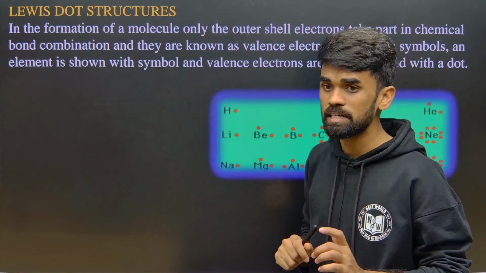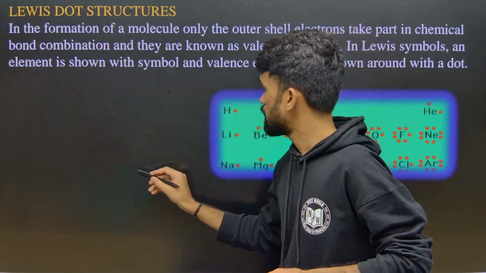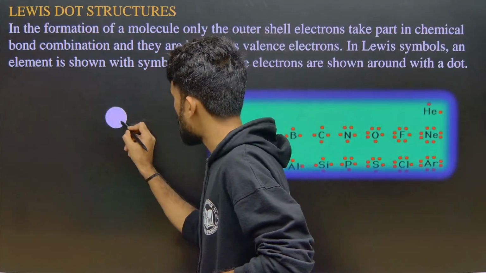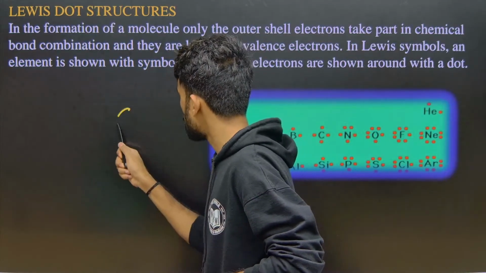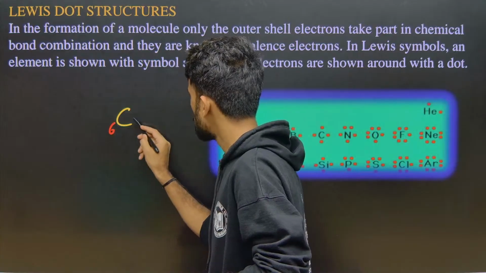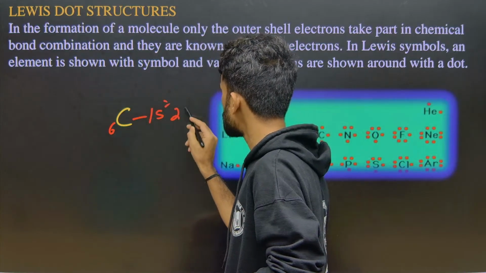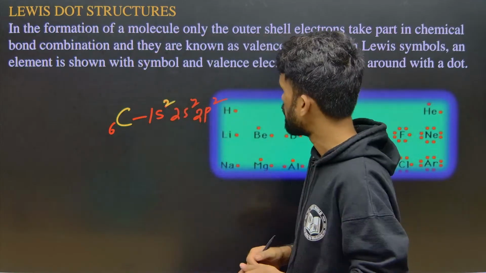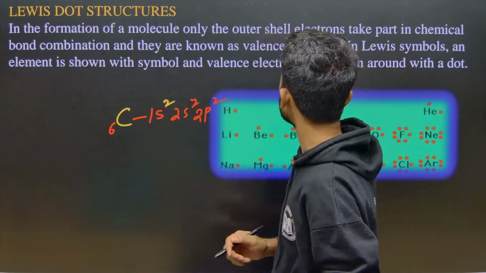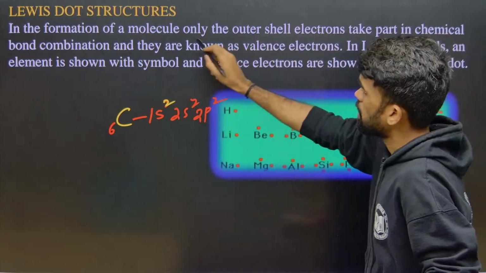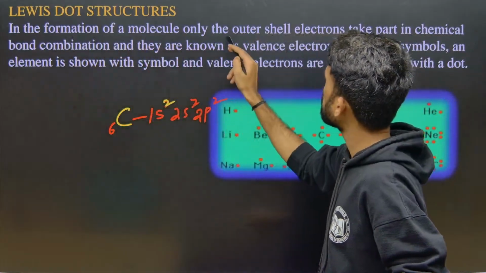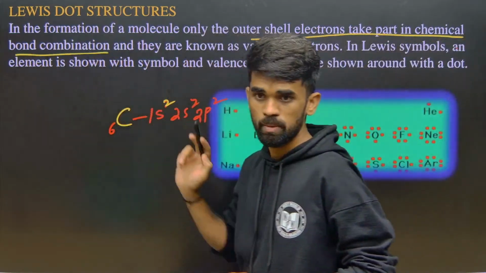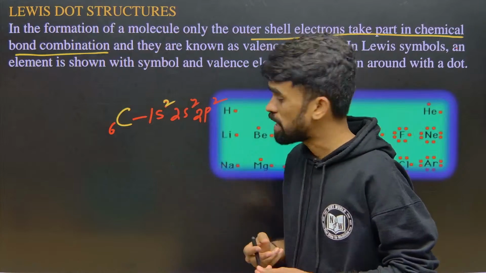So what did Lewis consider? If you write the electronic configuration for any atom, for carbon, if I write, what is the electronic configuration you are writing? Atomic number 6, you are writing 1s2, 2s2, 2p2. 6 electrons are done now. So now, in the formation of a molecule, only outer shell electrons take part in chemical bond combination. It means only the outer shell. What is the outer shell?